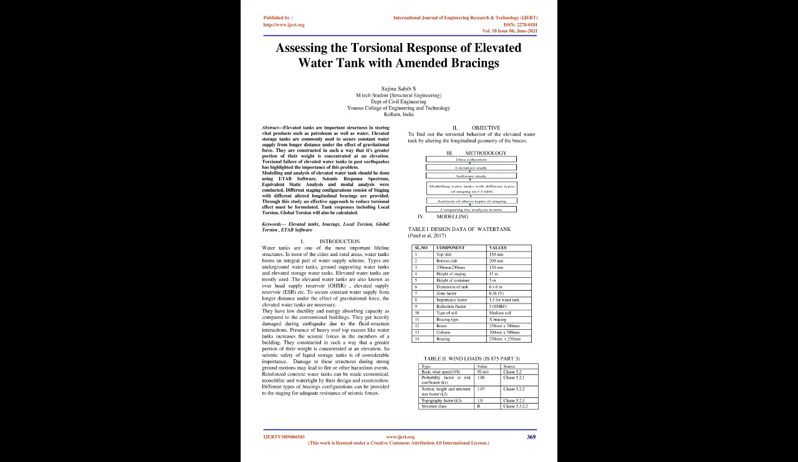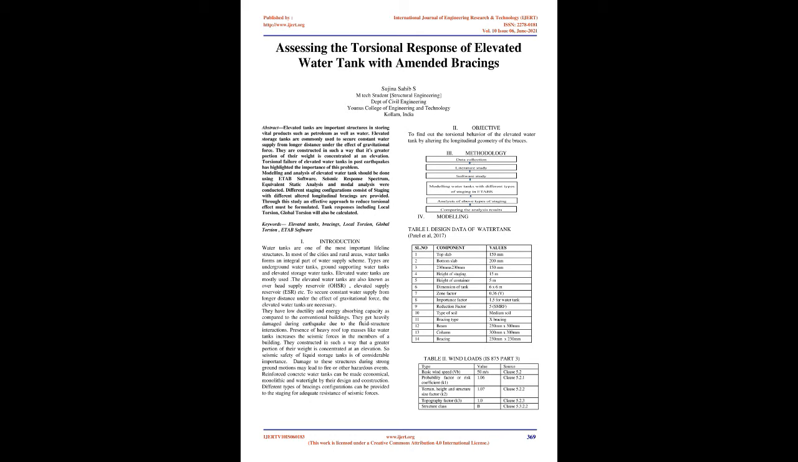Torsional failure of elevated water tanks in past earthquakes has highlighted the importance of this problem. Modeling and analysis of elevated water tanks should be done using ETABS software. Seismic response spectrum, equivalent static analysis and modal analysis were conducted. Different staging configurations, consisting of staging with different altered longitudinal bracings, are provided. Through this study an effective approach to reduce torsional effect must be formulated. Tank responses including local torsion and global torsion will also be calculated. Keywords: elevated tanks, bracings, local torsion, global torsion, ETABS software.